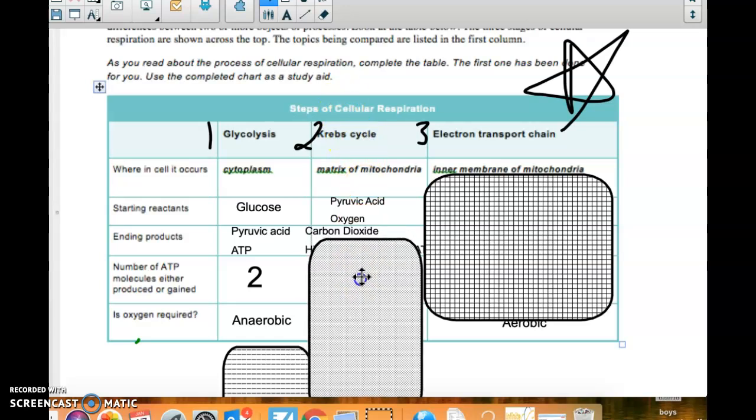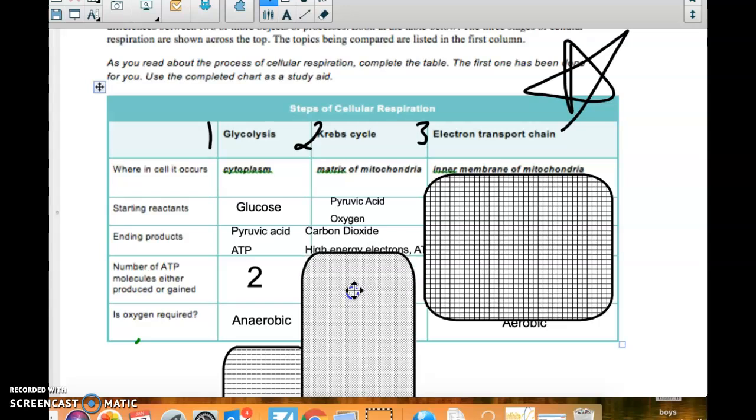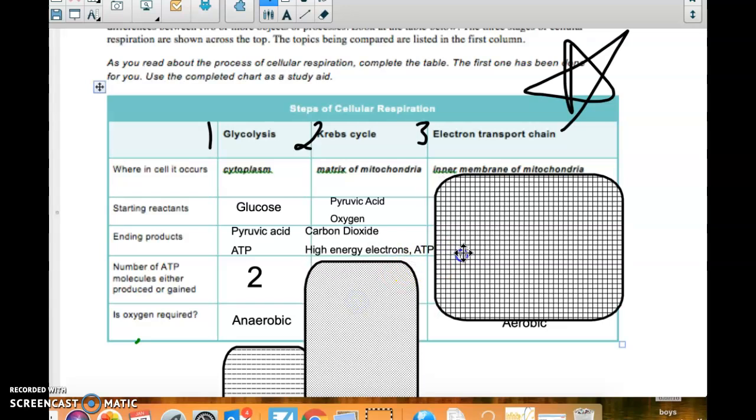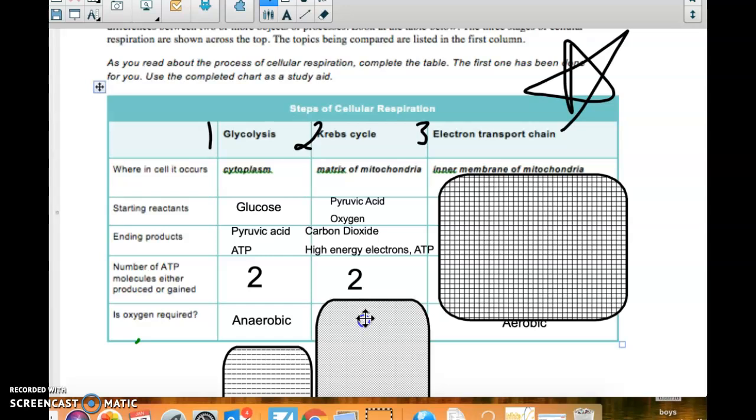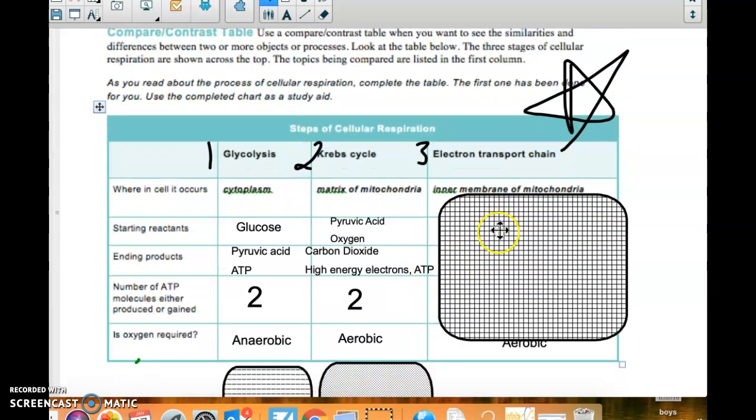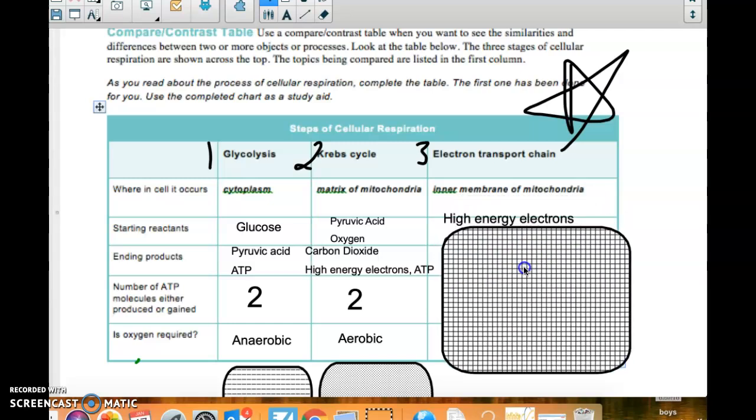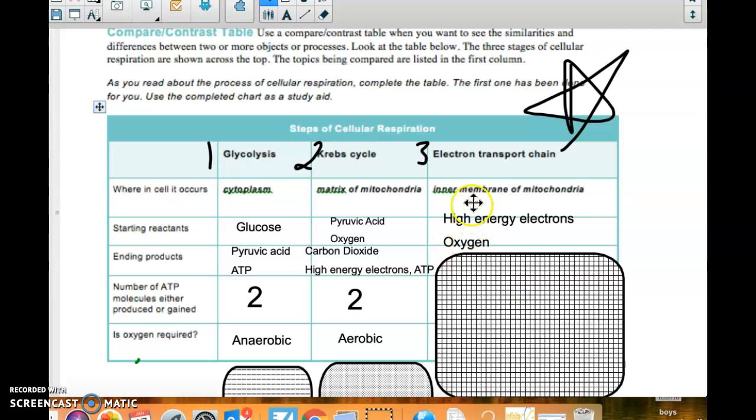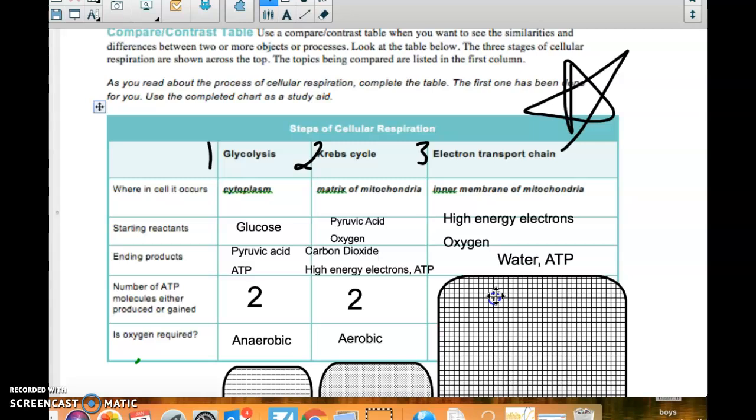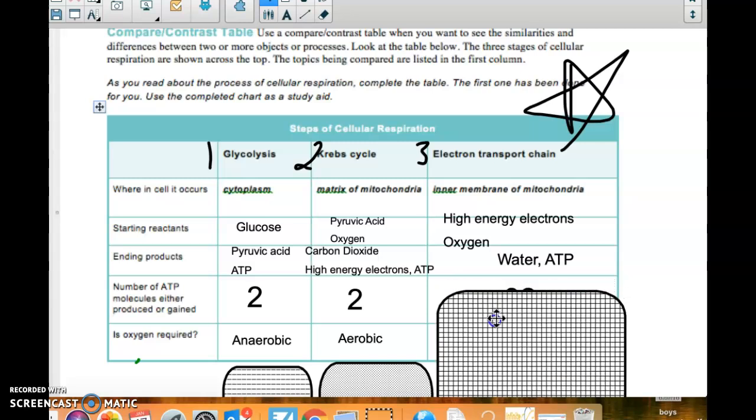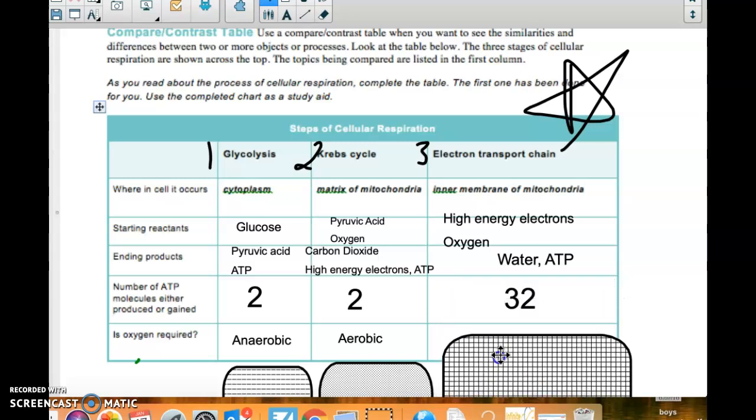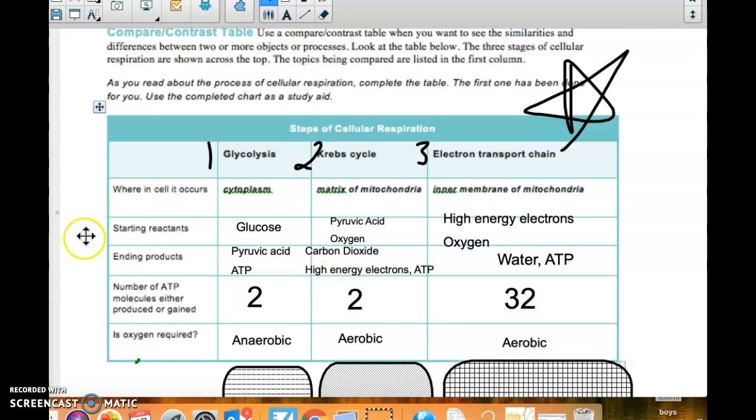The ending products would be 3 things: carbon dioxide, high energy electrons, and ATP. How many? 2. And because it needs oxygen, it's called an aerobic process. Finally, in the electron transport chain, it happens in the membrane of the mitochondria, and you need high energy electrons and oxygen for it to work. And then the end product would be water as a waste product, and then ATP, 32 to be exact, to make a total of 36. And because it needs oxygen, it is also considered an aerobic process.